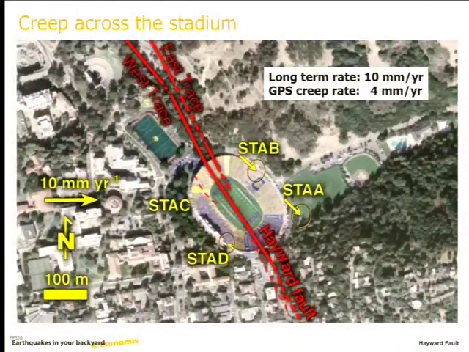So what they've done is they've measured the deformation of these 3 stations with respect to this station. Okay? So if you think about this point being fixed, this point has moved this much, and this point has moved this much. There's an arrow here, so this arrow is 10 millimeters per year. So you can see that this is less, about half of that. So in fact, the GPS-based creep rate across the stadium, across this section of the Hayward fault, is 4 millimeters per year.